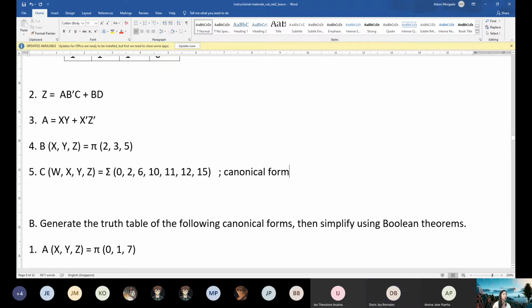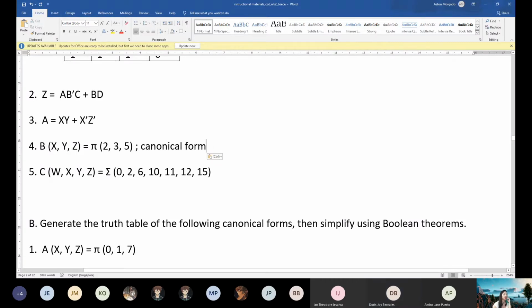Okay, canonical form. So, ilan inputs natin dito? It's clearly stated in the equation kung ilan ang inputs natin. We have inputs W, X, Y, Z, summation of 0, 2, 6, 10. Kasi another minterms na naman. Dito tayo sa Maxterms. Okay? So for this one the inputs are X, Y, Z. Then your output is B, a function of X, Y, Z, equal to pi 2, 3, 5.